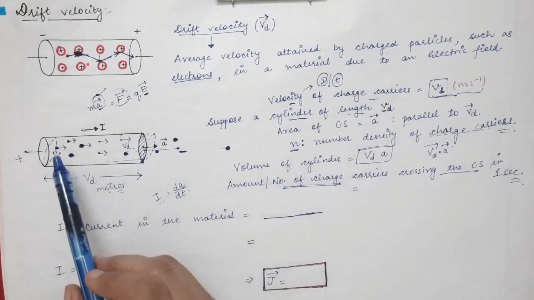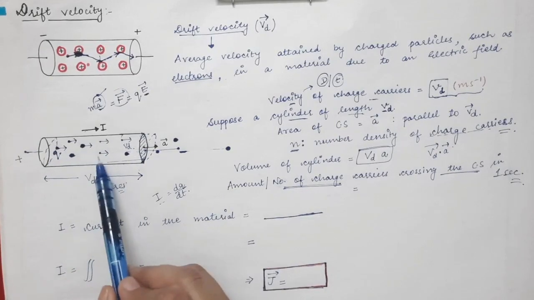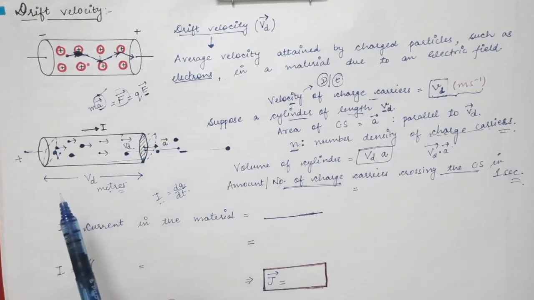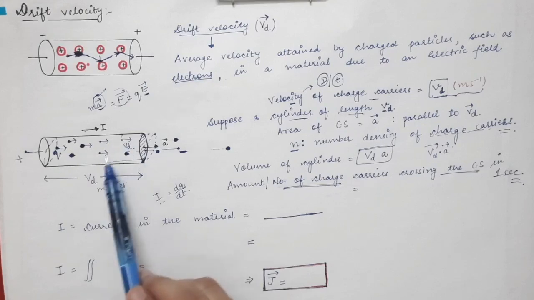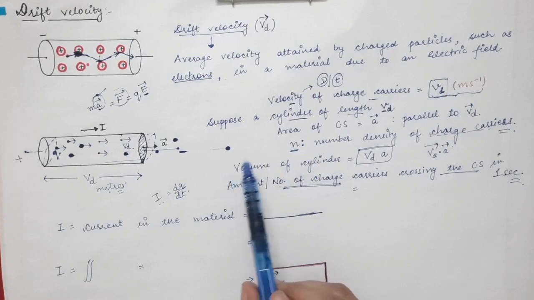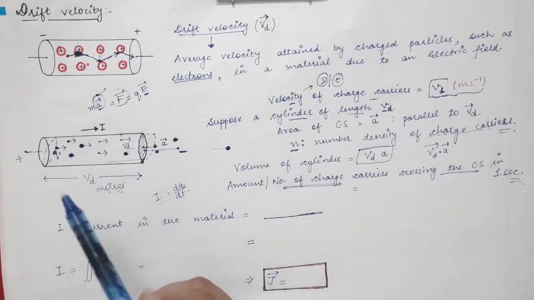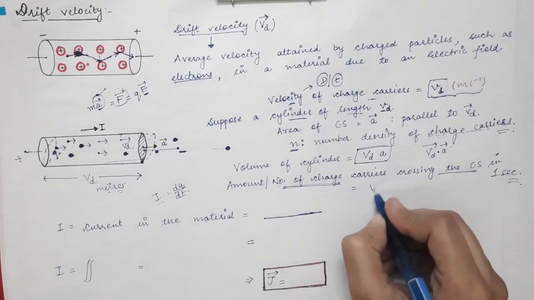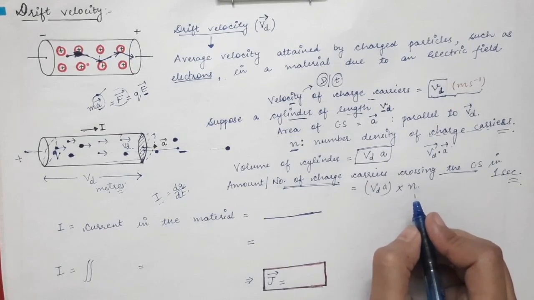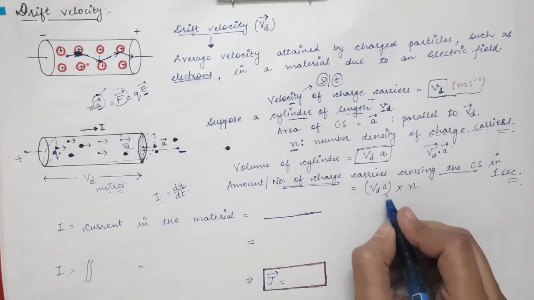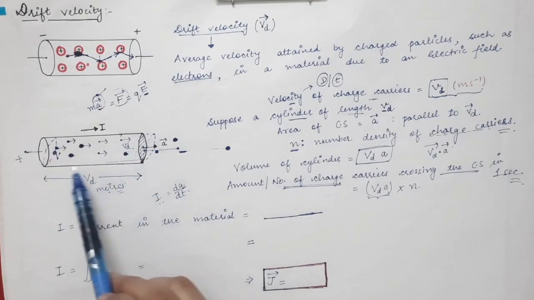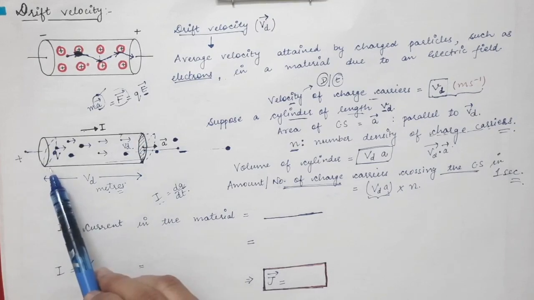The number of charge carriers crossing the cross section is nothing but the number of charges present in this volume, because all these charge carriers in 1 second will definitely cross this surface. So the total number of charge carriers in this volume will be equal to the number of charge carriers in unit volume times the total volume. The volume is equal to Vd into A. So Vd into A is the volume, times N. N is the number of charge carriers in unit volume, so I have multiplied it with the volume of the cylinder. That will give me the number of charge carriers present only in this volume of the cylinder.